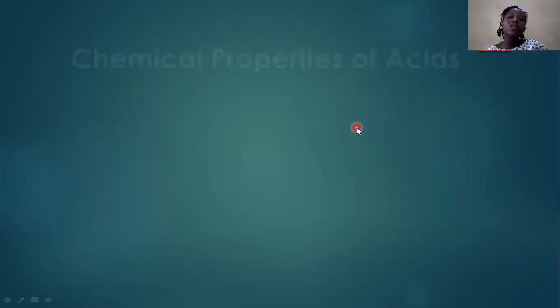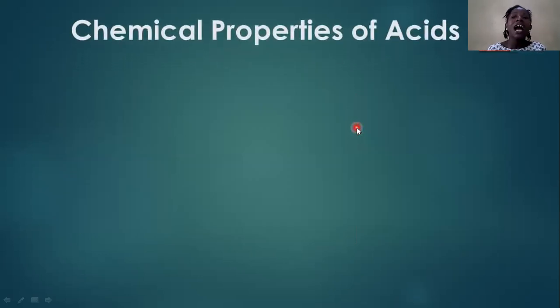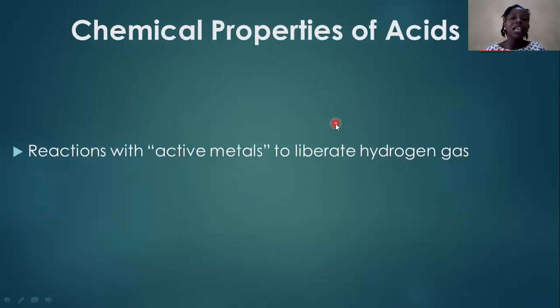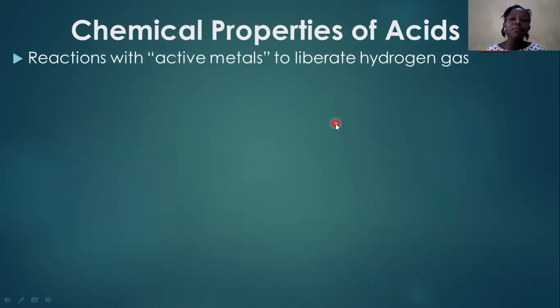Now let's look at the chemical properties of acids. That is, how do they behave chemically? Number one, acids react with active metals. When we say active metals, those are metals that are more electropositive than hydrogen itself. So when an acid reacts with such an active metal, it will give off hydrogen gas. Let me give you examples of active metals: sodium, potassium, calcium, magnesium, zinc, iron. These are examples of active metals.